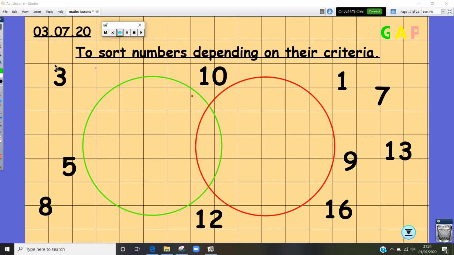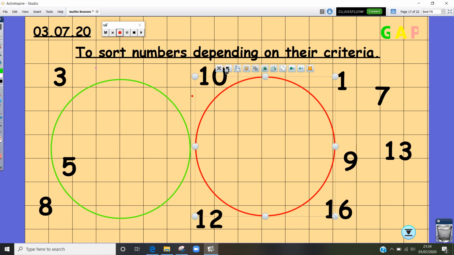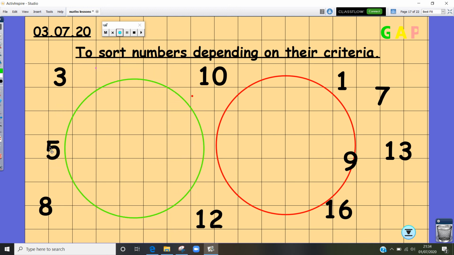The first thing that I would like you to have a go at doing is sorting these numbers into two groups. I'm just going to move the green circle out a little bit because I'd like it to be just two groups that you sort these numbers into. So we've got the red group and the green group. There won't be any overlapping groups for this criteria.